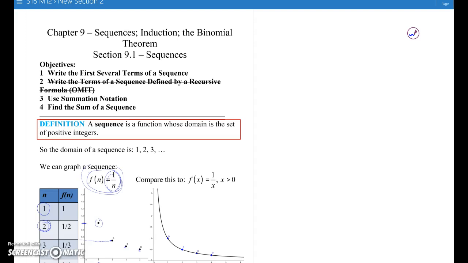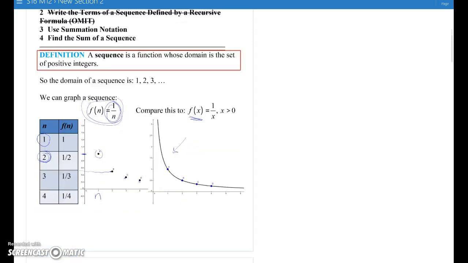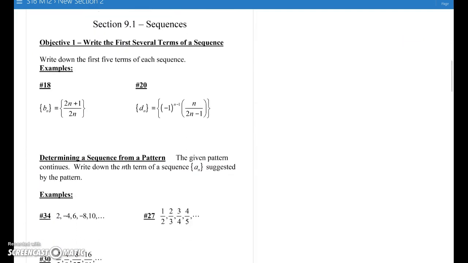But if we look at the function of x, which is continuous, we notice that all of these dots do fall on that graph. And so in calculus, we can use this graph of the continuous function to do some analysis of the sequence. So we're going to look at how to write the first several terms of a sequence. If the formula says to find the nth term, you take n, multiply it by 2 and add 1, then you divide that by 2 times n.